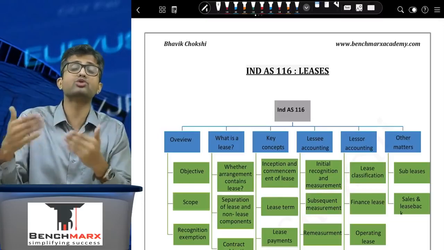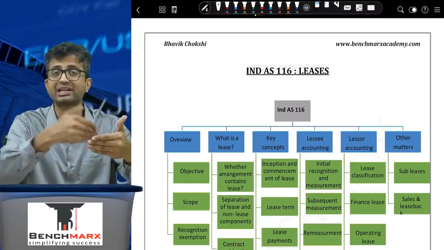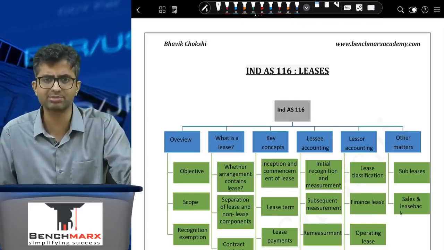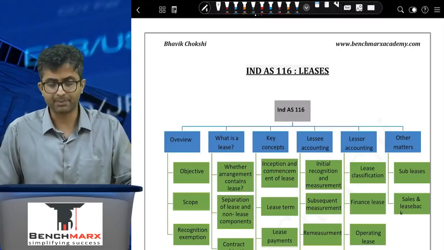The standard also gives you a practical expedient, also called a shortcut, whereby if you want, you may not segregate the lease and the non-lease components separately. However, no such exception has been given for lease components. You will have to segregate all the lease components separately.